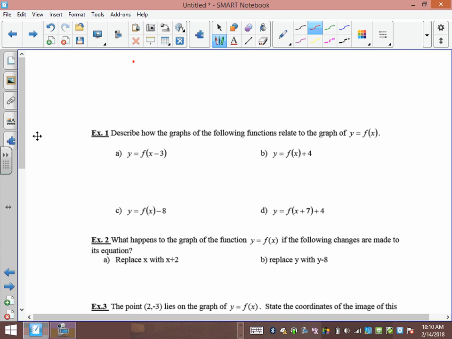So when we describe graphs, describe means words, like horizontal translation, vertical stretch, horizontal stretch. You need those words if it asks you to describe, okay? So we want to describe how the graphs of the following functions relate to this. Now you have to always look at what they're relating it to, because this graph actually has nothing on it, correct? But I could actually have a transformed graph and then transform it. So they're not always just a graph with nothing on it, okay? So you really have to look at what graph you're dealing with first off, okay?